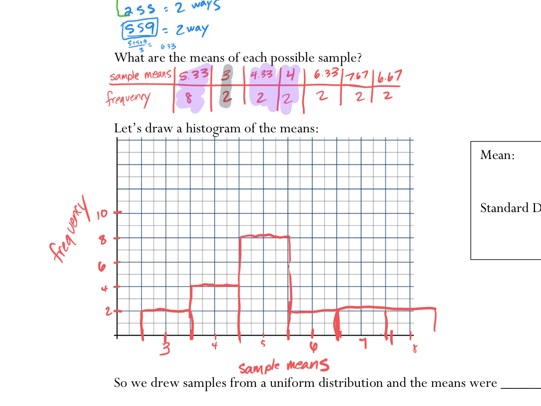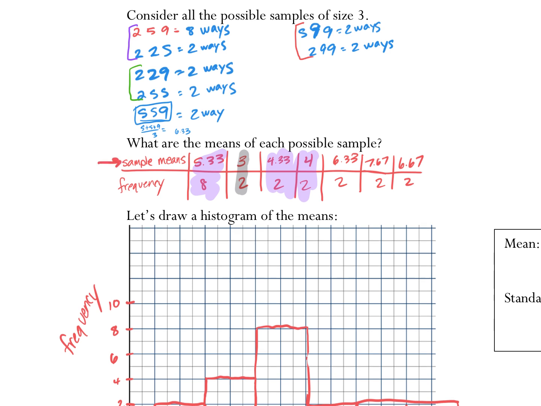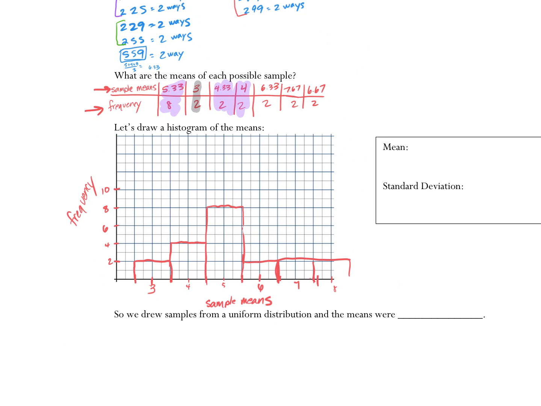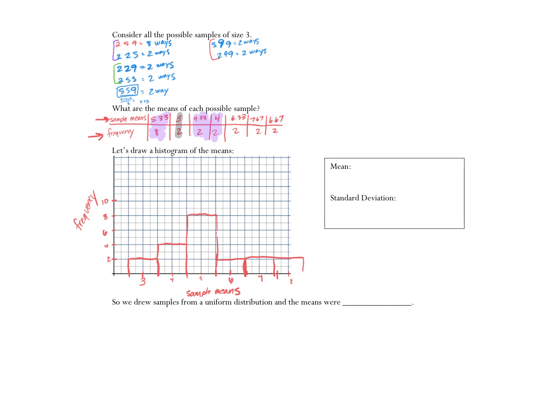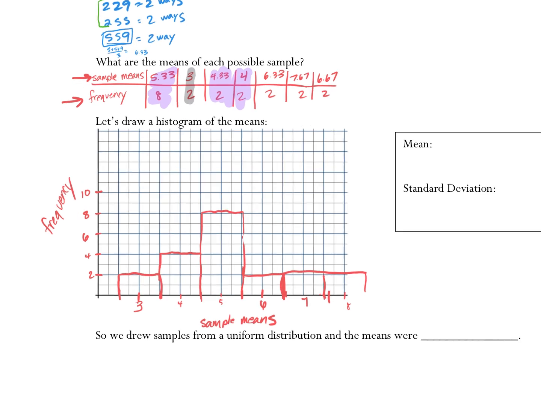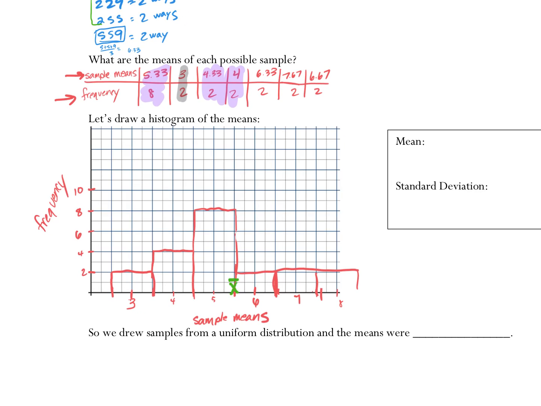All right, so here's what I need someone to do next, just one person. Can you put the sample means into your L1 and the frequencies into your L2 and find the mean and standard deviation of this new graph? And then 1.28.